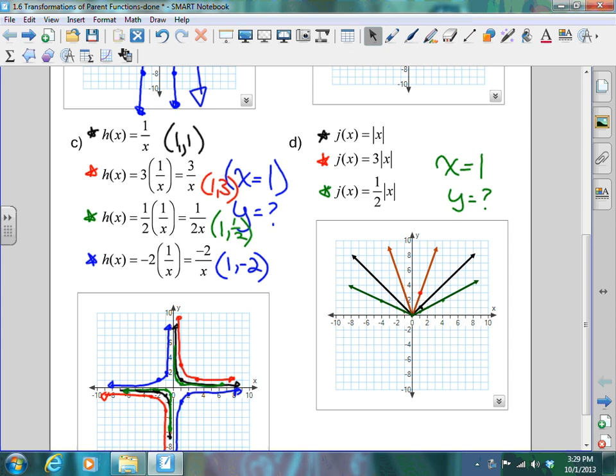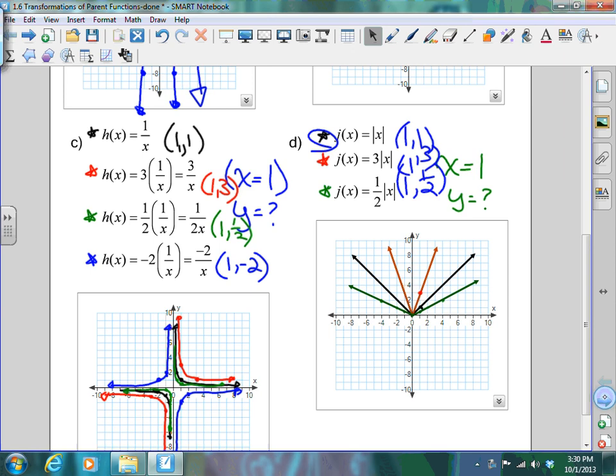Let's quickly take a look at D, the absolute value. Again, the same thing. When x is 1, y is 1. When you look at the red one, when x is 1, y is 3. And for the next one, x is 1, y is 1/2. All right? So that again was the review. If you hadn't had a chance in class, we're going to take a look at the graphing calculators, pull them out so you can see that.